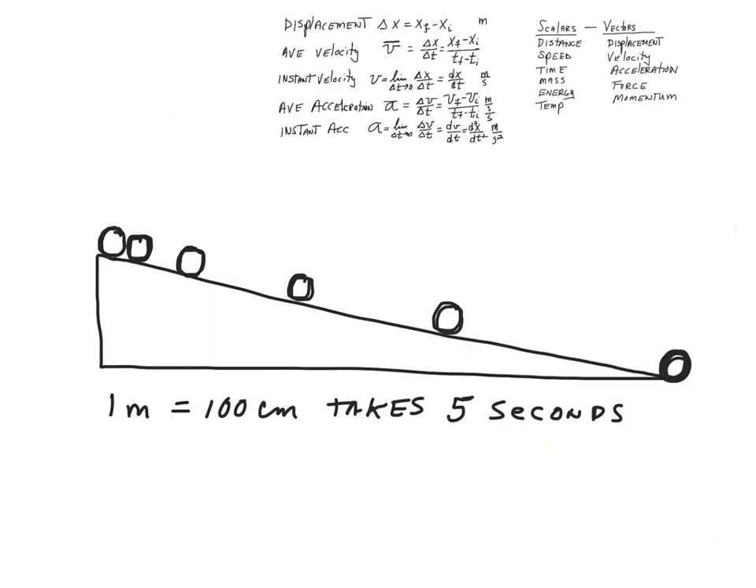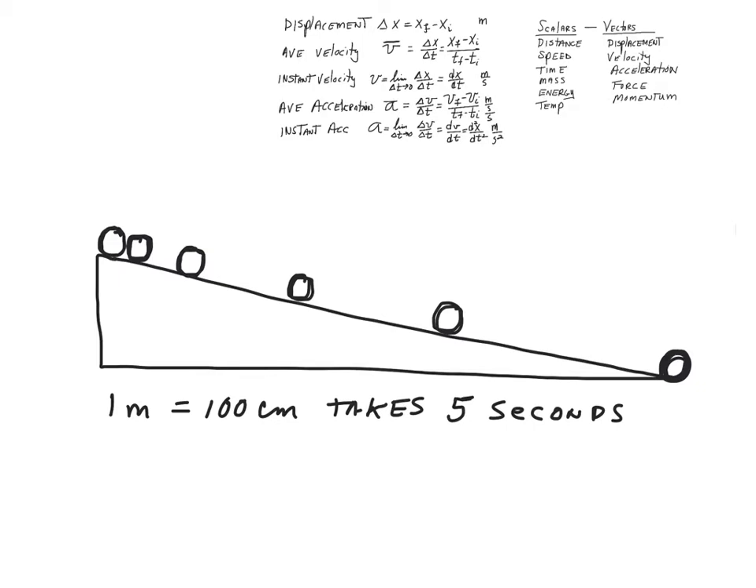Okay, let's put these terms and concepts to work. So here's a flat inclined plane, and we have a ball rolling down the ramp, and it goes 1 meter, 100 centimeters, and it takes 5 seconds. And you can see from the motion diagram, I'm showing you the position of the ball at every second as it goes down the ramp. Clearly it's speeding up.